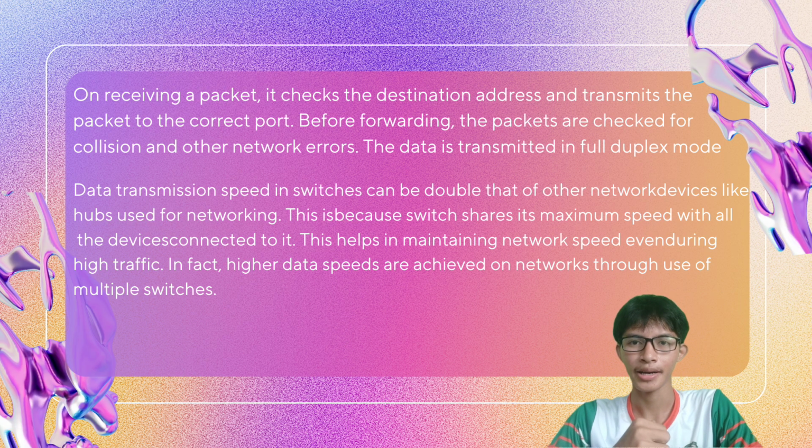On receiving a packet, it checks the destination address and transmits the packet to the correct port. Before forwarding, the packets are checked for collision and other network errors. The data is transmitted in full duplex mode, and the data transmission speed in switches can be double that of other network devices like hub used for networking.